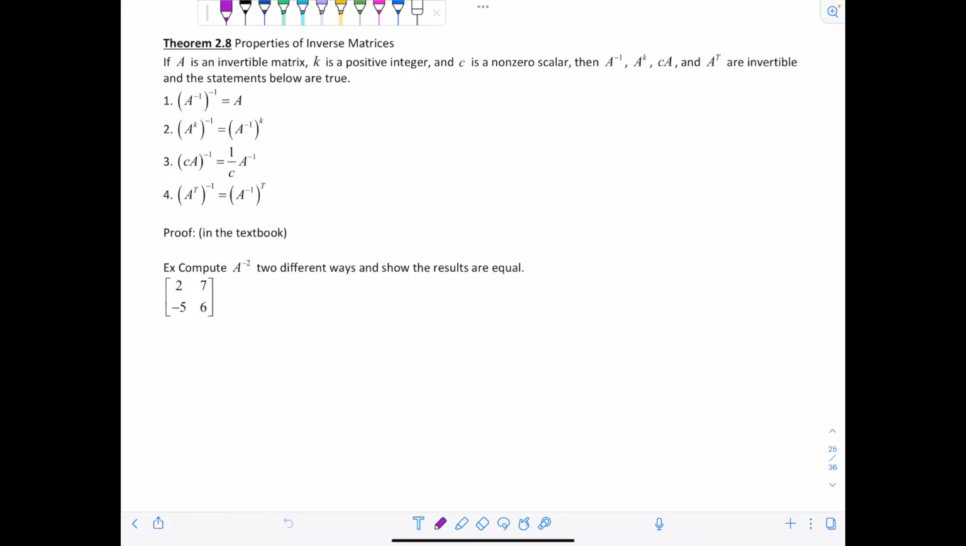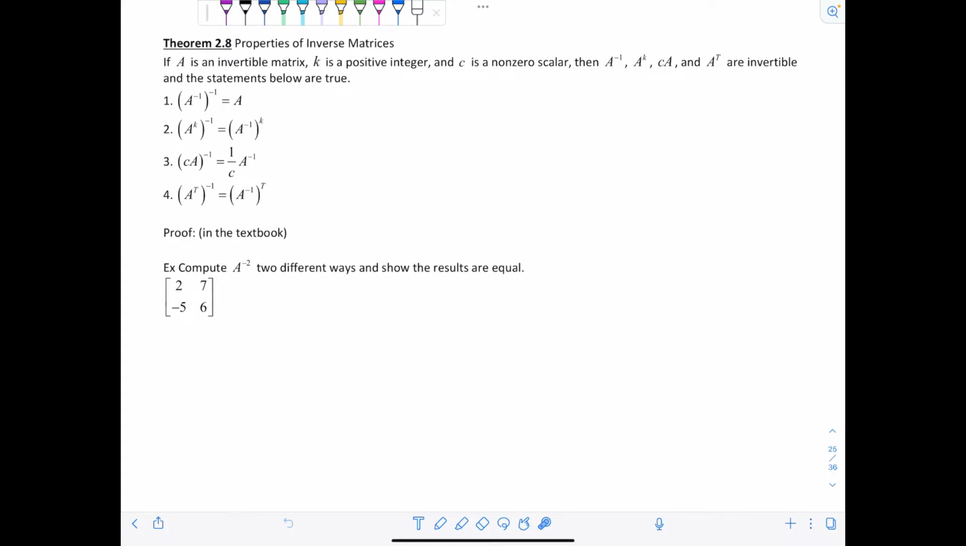So picking up where we left off last time, now we're going to look at Theorem 2.8, properties of inverse matrices. And it states the following: if A is an invertible matrix, K is a positive integer, and C is a non-zero scalar, then A inverse, A raised to the K, C times A, and A transpose are all invertible, and the statements below are true. So statement number 1 says the inverse of A inverse gives you back A.